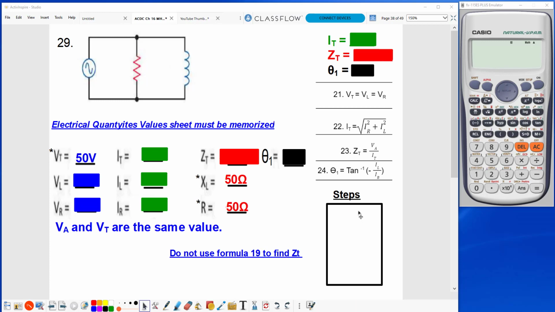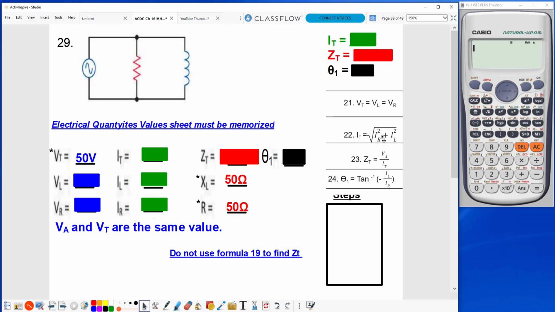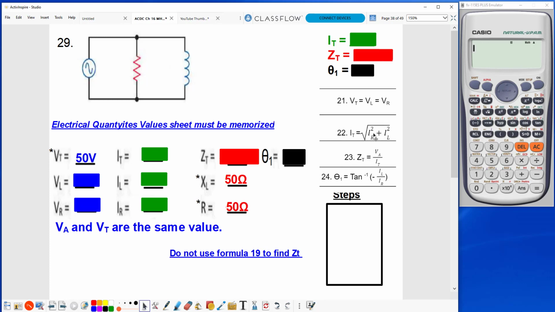I got the steps covered up right now. That way, if you want to go to this page in YouTube and pause the video, the steps will be covered up. Then you can fast forward the video a little bit and see the steps if you need to. I have the formulas here, formulas 21 through 24. I have clipped them out from the Chapter 16 formula sheet that you see here.